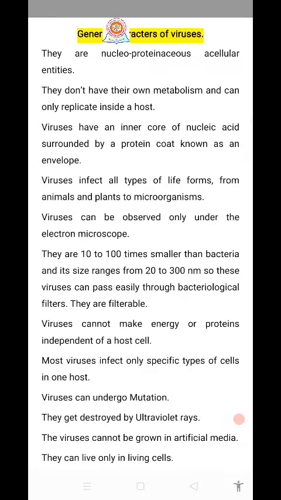The viruses get destroyed by ultraviolet light or ultraviolet rays. The viruses cannot be grown in artificial media. Viruses can't grow in artificial media in the laboratory. They can live only in living cells.